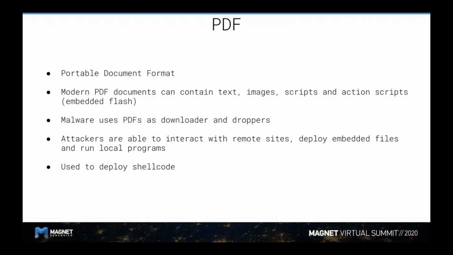So PDFs, portable document format. What's really interesting about these is they can contain text and images and scripts, but they can also contain action scripts like embedded Flash. So, early to mid 2000s, it seems like we're always hearing about Flash exploits. Malware likes to use PDFs as either a downloader or a dropper. We're going to see examples of that through the analysis as well. Attackers are able to interact with remote sites, deploy embedded files, and run local programs, which gives them a lot of flexibility by using a PDF. And probably the most common thing that I see is embedded shellcode and deploying shellcode. And we'll definitely see some examples of that.